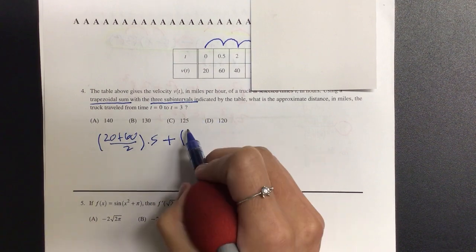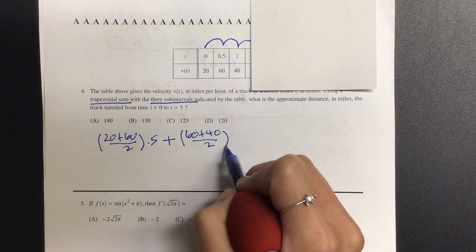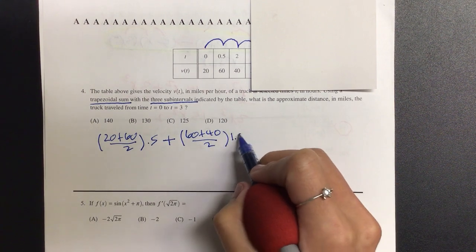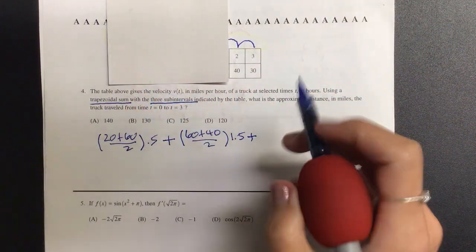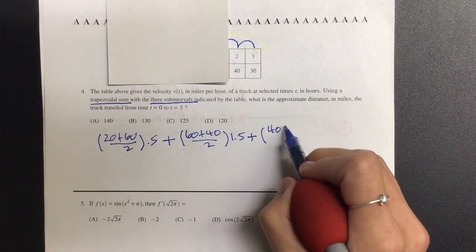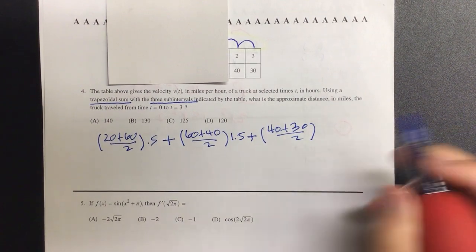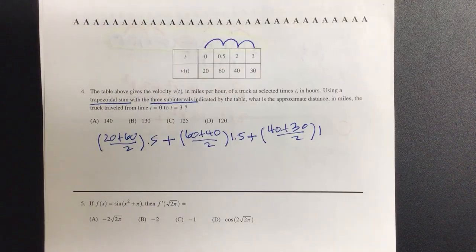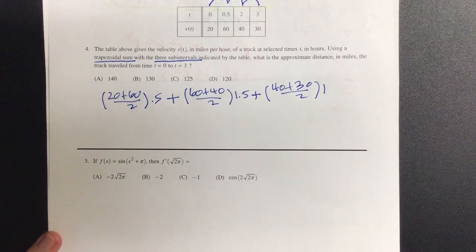Go to my second one and try to ignore my first column there. What's my base 1 and base 2? 60 and 40 divided by 2. The height is the difference of the x's, which is 1.5, plus my next one. What are my bases? 40 and 30 divided by 2. And what's the difference of the x's? 1. I know we have our decimal, it's going to be non-calc, but multiplying by 0.5 shouldn't be a problem. Okay, let's see if we can do this mentally.